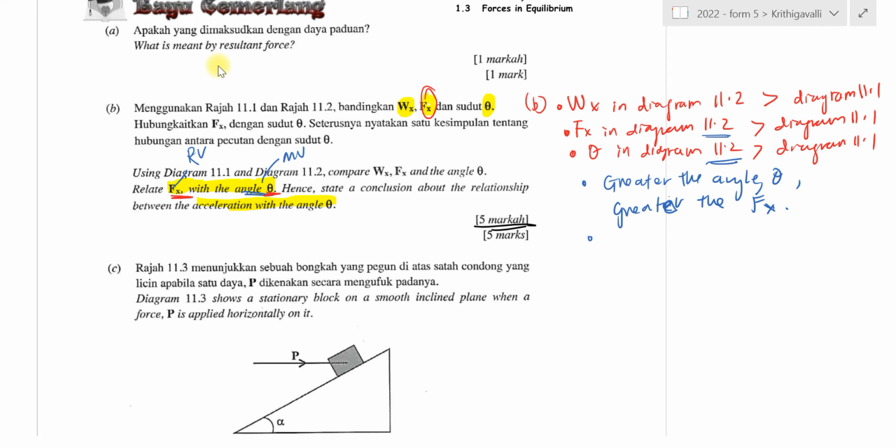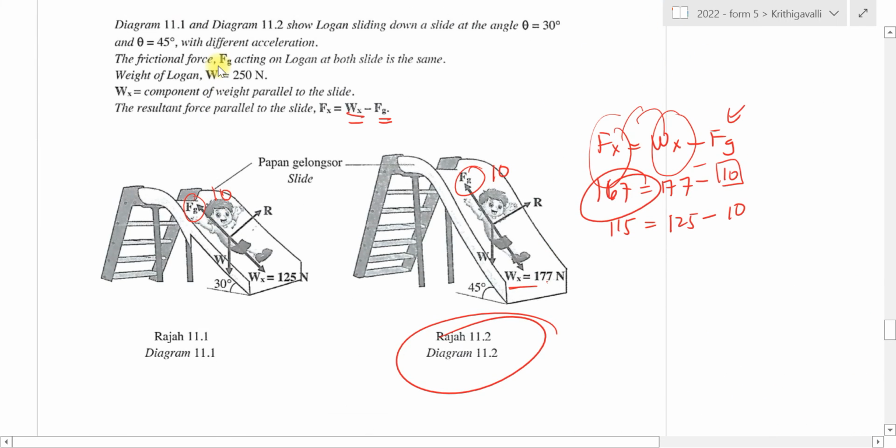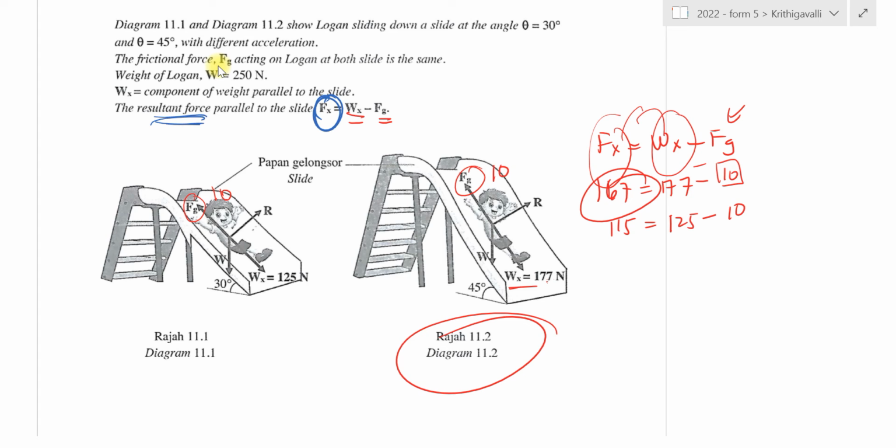Okay, and then relationship between the acceleration and theta. So acceleration, they never give anything here, but your resultant force is the Fx, right? Fx is resultant force, already told, right? So your acceleration always follows the Fx, right? So if your Fx here is greater, just now, so the acceleration in 11.2 is greater than 11.1.